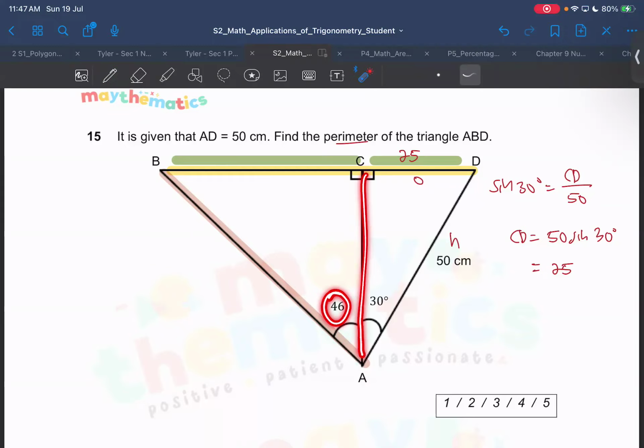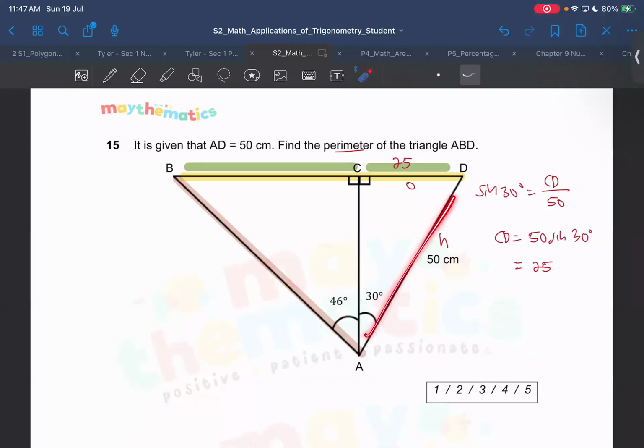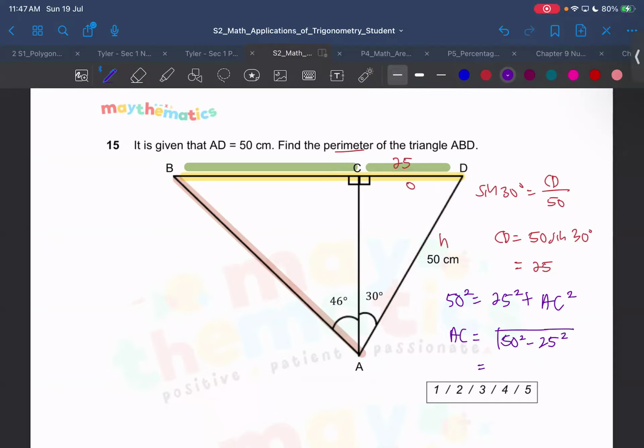Use Pythagoras because I already found this and this. So use Pythagoras. 50 squared equals 25 squared plus AC squared. Okay, so AC will be 43.31301.